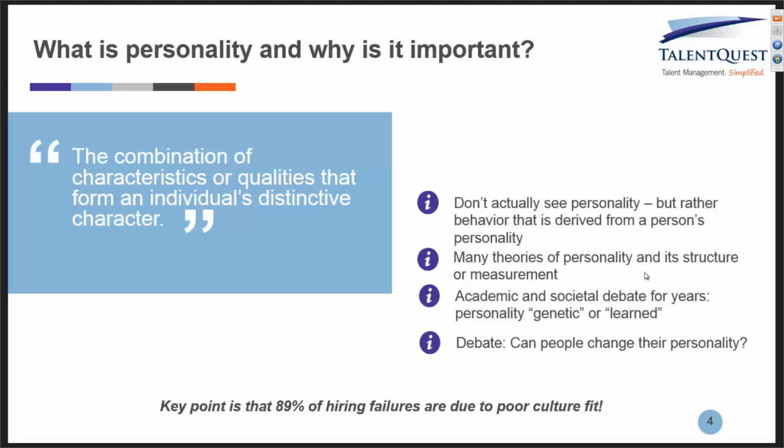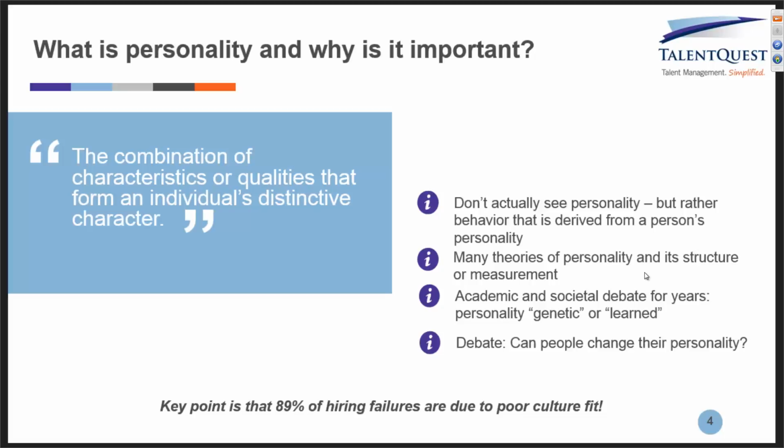So we know that you're born with your personality, and it's embedded within your DNA. The interesting thing about personality is that we don't actually see personality, but in contrast, we actually see the behaviors that are derived from a person's personality. So we'll talk about that a little bit more and give you an example of what that means. But when you're observing other individuals and your team members, what you're really observing is their behavior, not per se their personality.